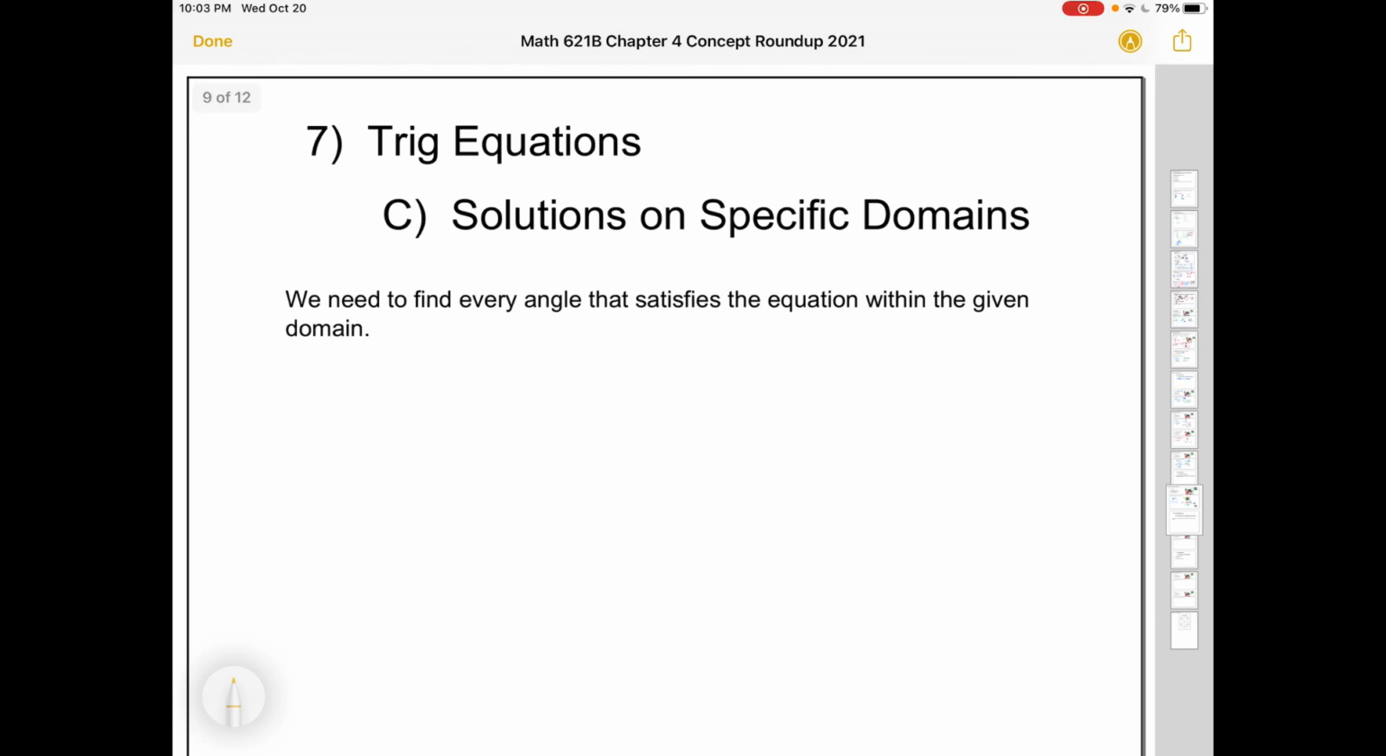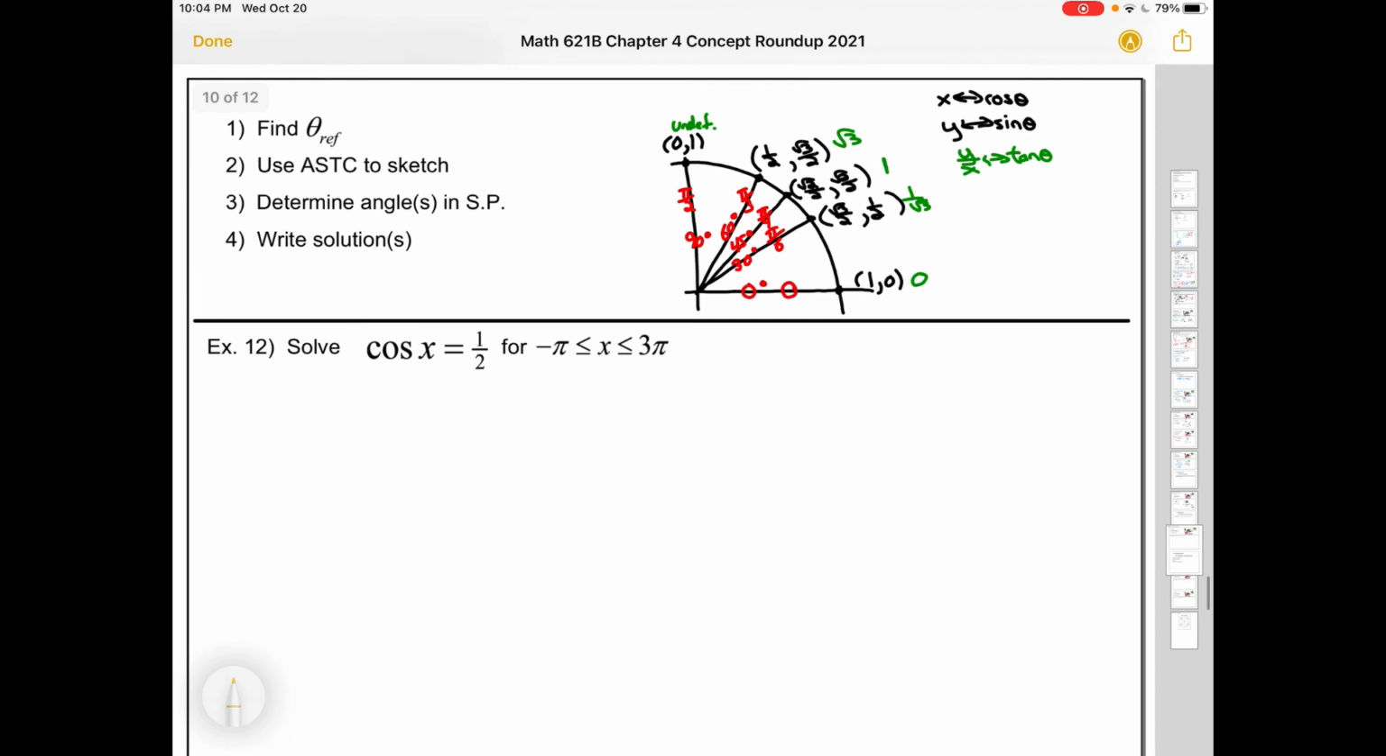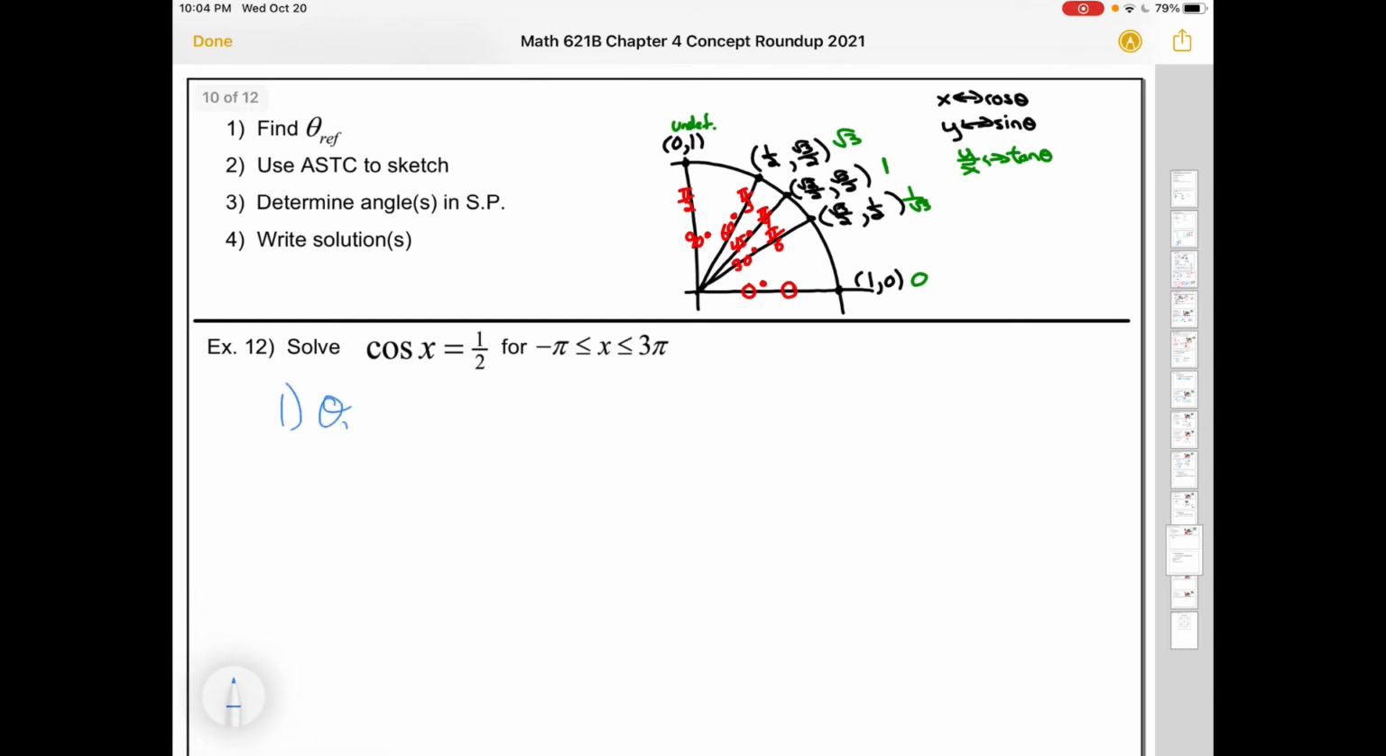Trig equations on specific domains. So here we're looking for strange domains, like if we have not a general solution, but also not just the first revolution. I got cos x equals a half, so still regular stuff here. Reference angle is going to be, there's an x value of a half, so I'm talking about pi over 3. Okay. I'm going to choose my quadrants, ASTC, cosine's positive in these two quadrants.